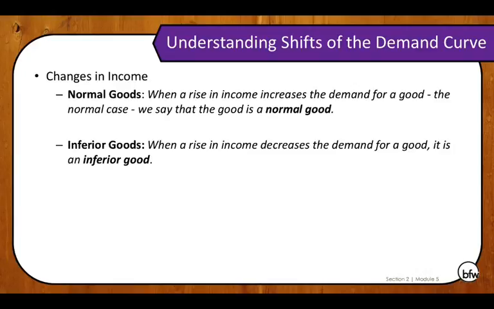But there are some goods that behave differently. When income goes up, it decreases the demand for a good, and when income goes down, it increases the demand for a good. Well, why would this happen? Well, first of all, we call these inferior goods, and there aren't a lot of them out there. So, for normal goods, more income leads to an increase in demand, less leads to decrease in demand.